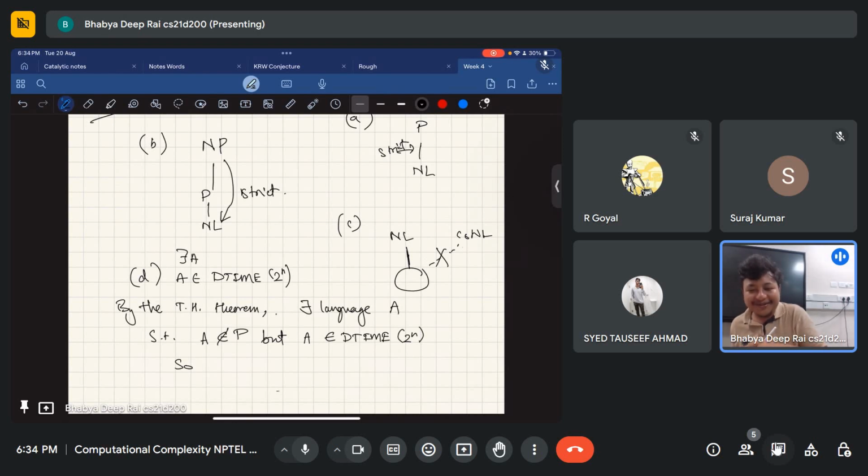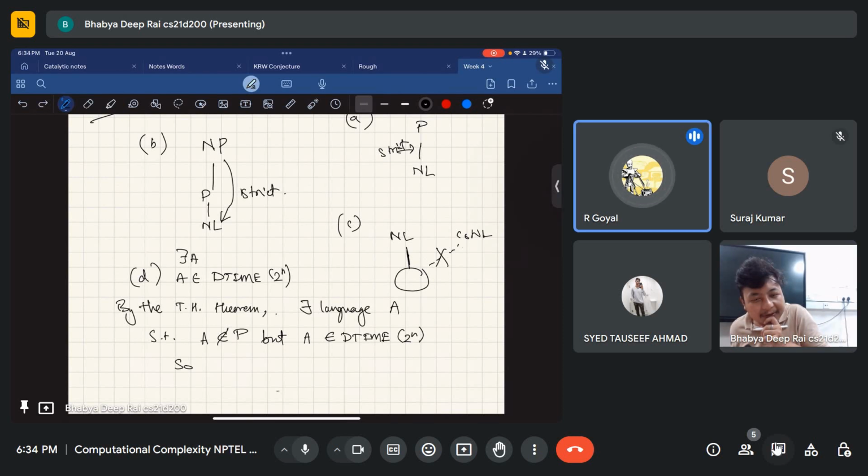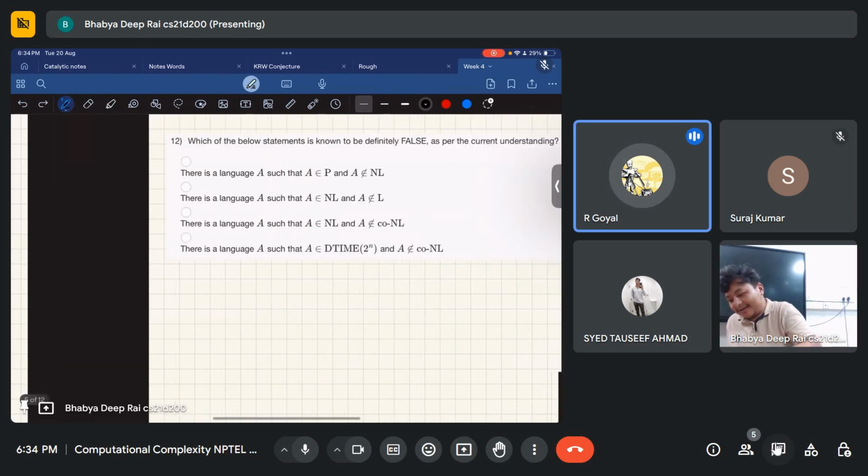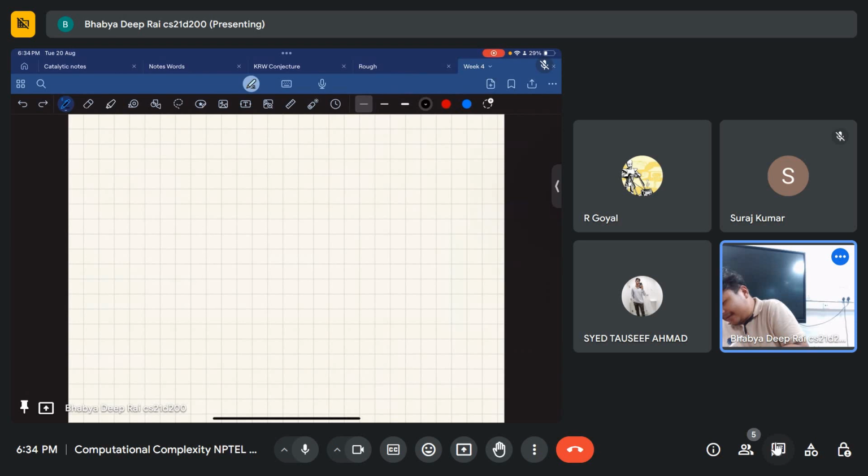What is the difference between EXP and DTIME(2^n)? Can anyone tell me? Think about it. Can you please repeat your question? I could not hear it properly. There was some audio issue. Right. I'm saying, what is the difference between DTIME of 2 to the order n, which the question has, and EXP? What is the difference between these two classes?